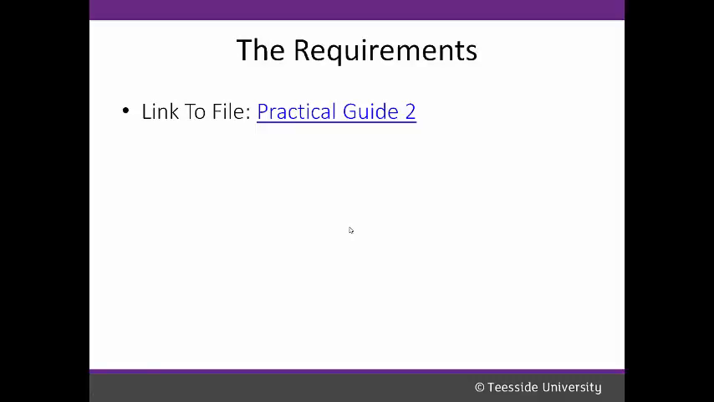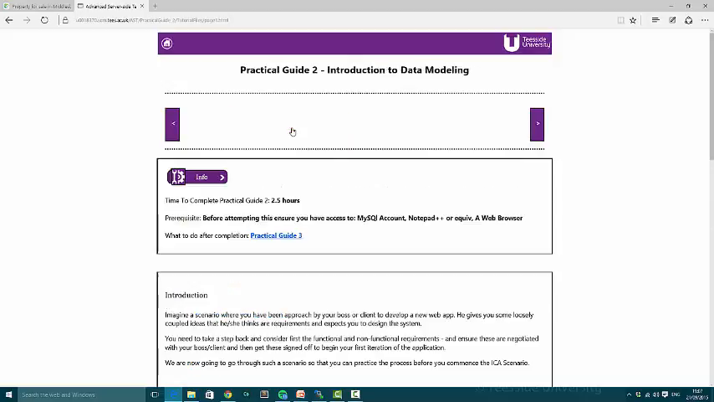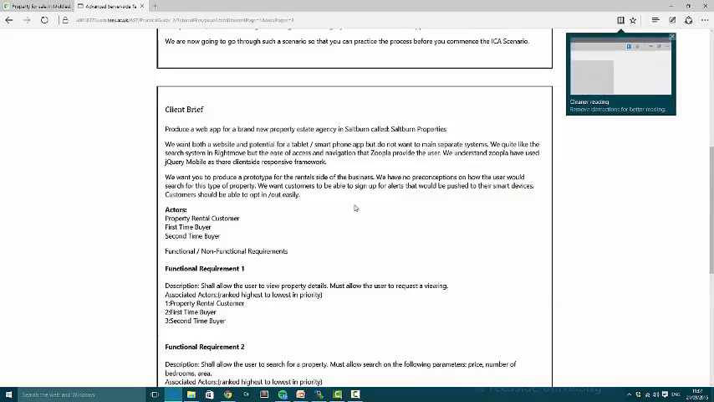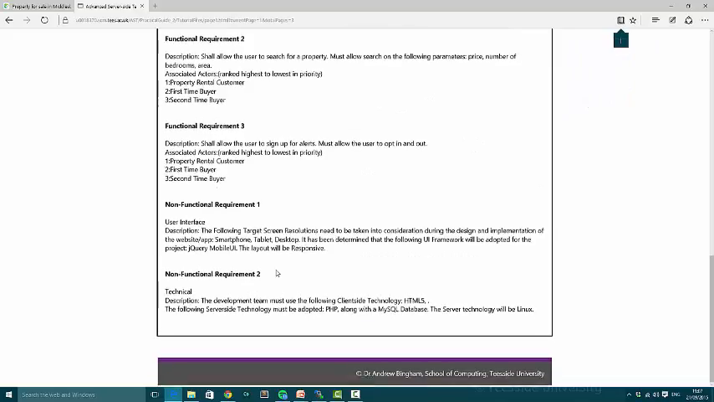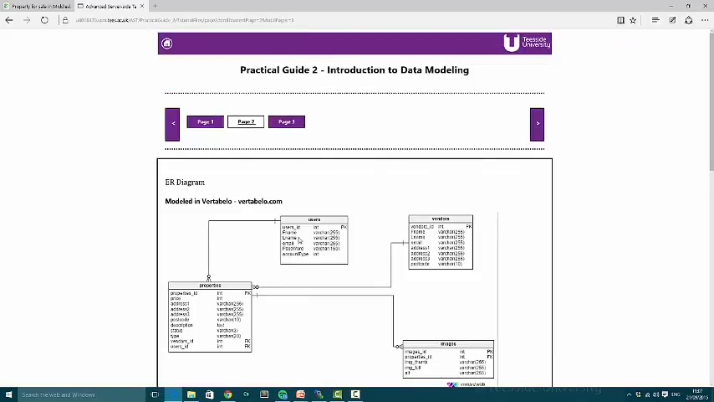I also have a guide number 2 to look at. Let's just revisit that and have a look at guide 2. So guide 2 is all about the data modeling aspect. If you have a look at this, there is a background on the client briefing in terms of the functional requirements, and importantly how these then translate into the model itself. So that's the focus of practical guide number 2.